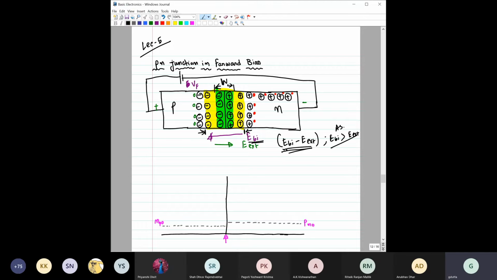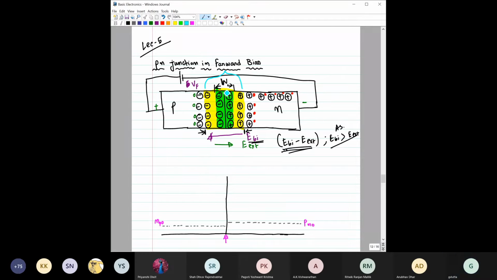Yes. So in our last class, we discussed the PN junction in reverse bias, and we also started our discussion on what happens to the PN junction in forward bias. While discussing the PN junction in forward bias, we discussed that this yellow region was the depletion region earlier, that is, when no bias was applied. This was the depletion layer width.